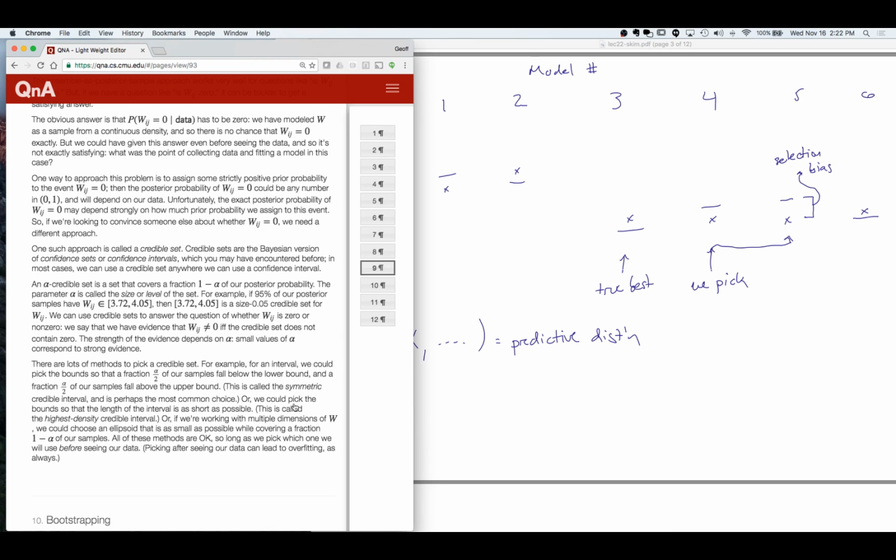So that is cross-validation, model averaging, and credible sets.